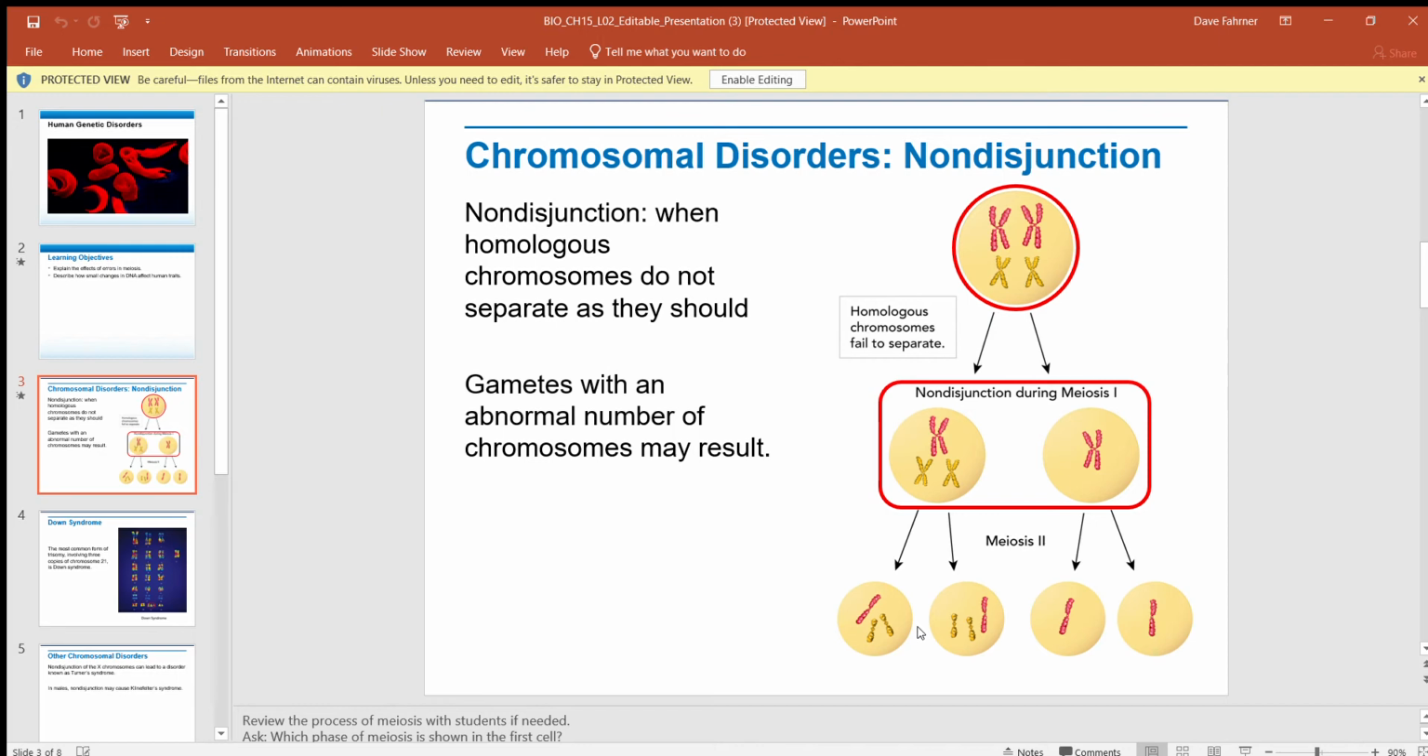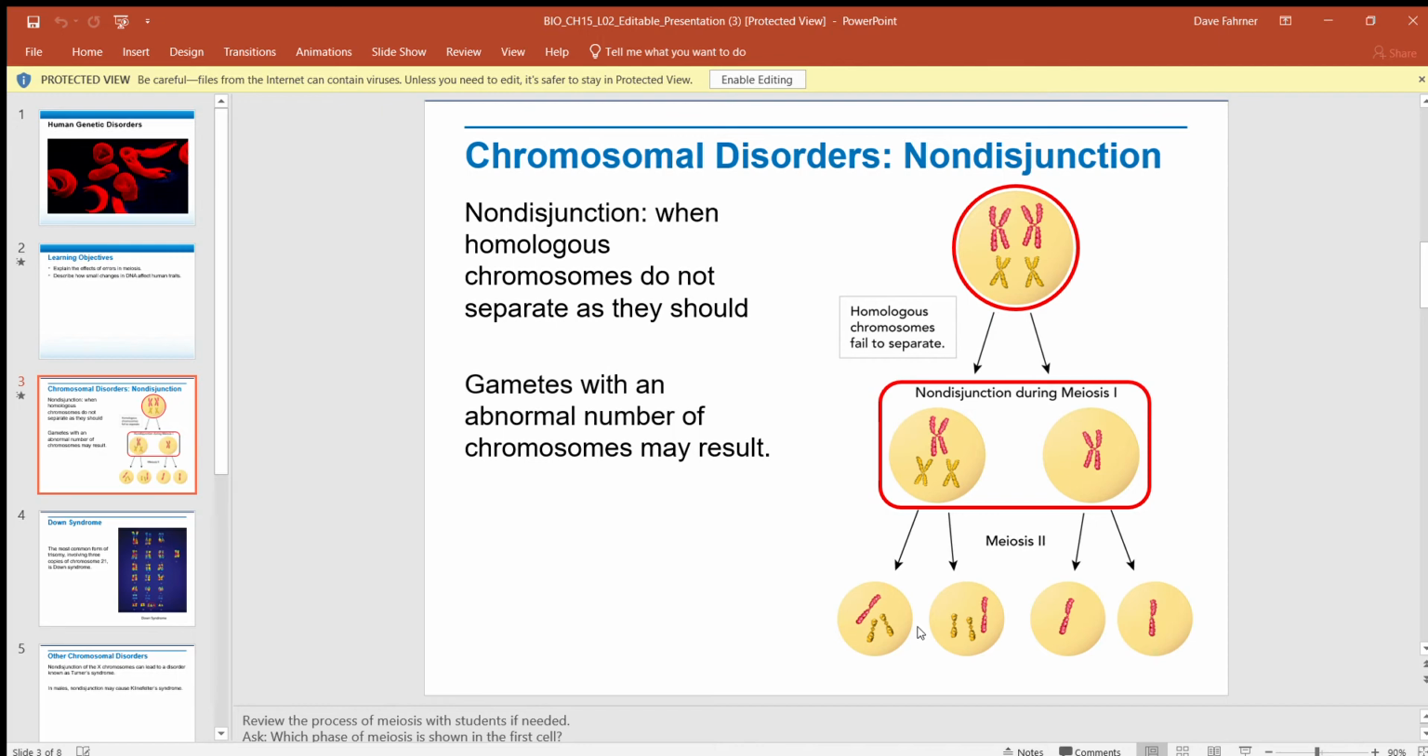Now, the question usually arises, can this happen in the second division? And the answer to that is yes. If this happens again in the second division, that means that one cell is going to get the whole complement of chromosomes and the other is not. So it can happen in meiosis 1 or it can happen in meiosis 2. Typically it happens in meiosis 1.